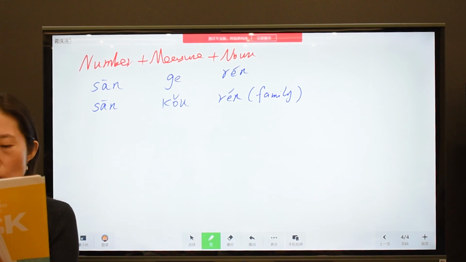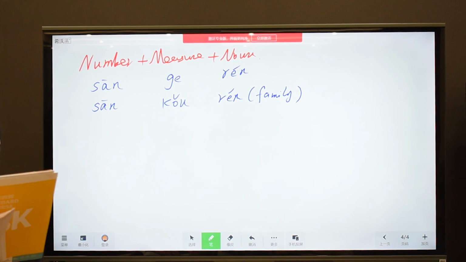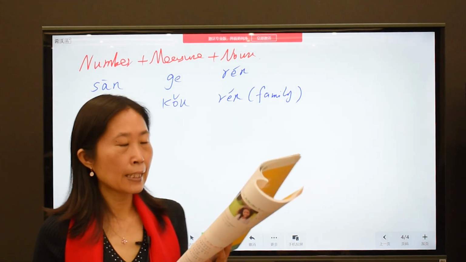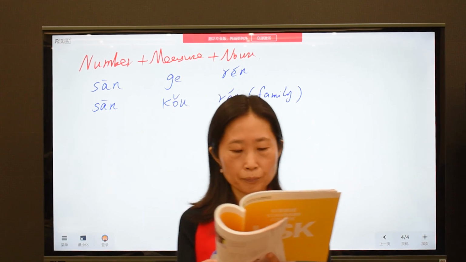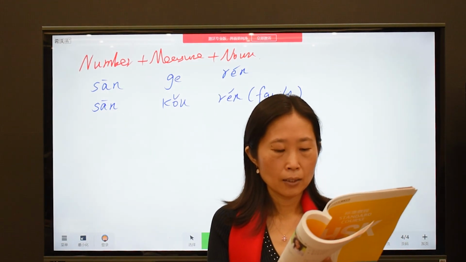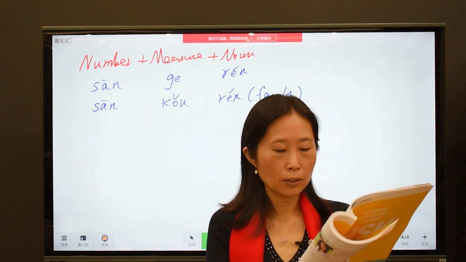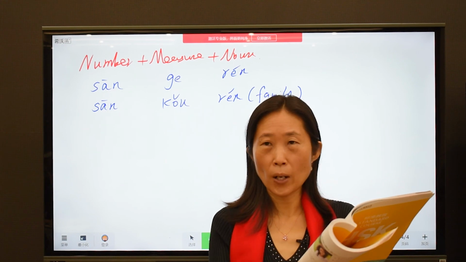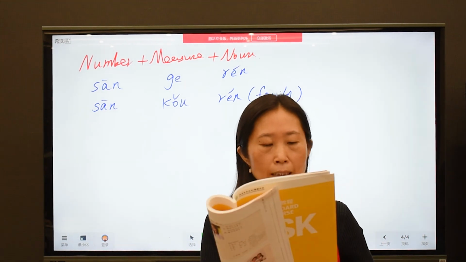First, we see the new words. The first new word, how to read? 家, right? 家 means family, home. So 家 is family. 有 we learned already, right? 口 I just explained.